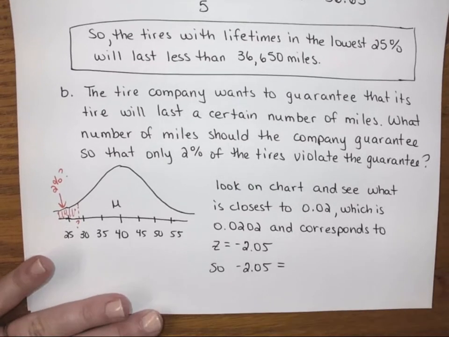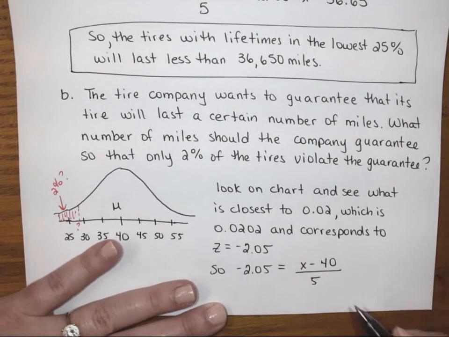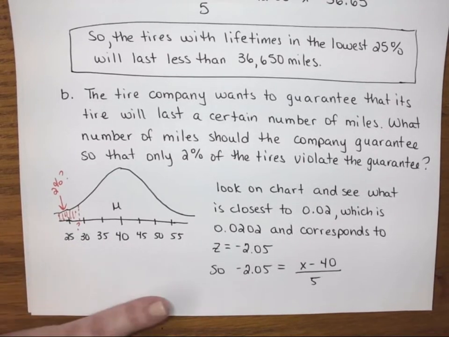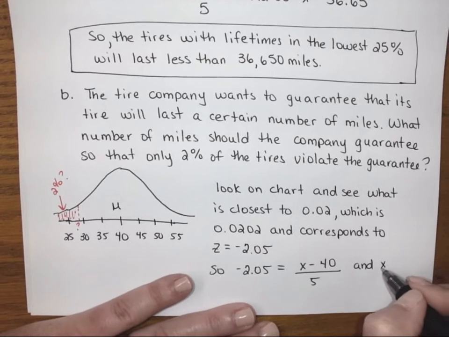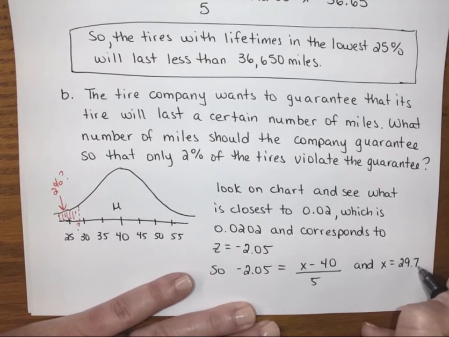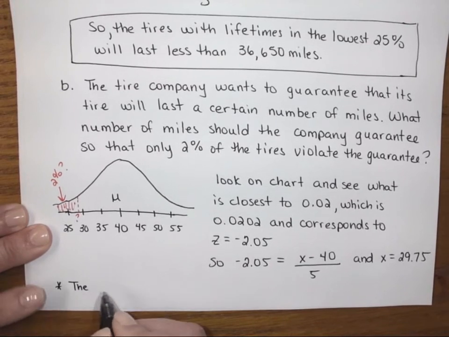Okay, so then just like we had before, we're going to take that and use the formula for z-score. So it's z-score equals value minus 40, or the mean, over the standard deviation. And so what we're going to get here is 29.75. Okay, so here is the answer then.